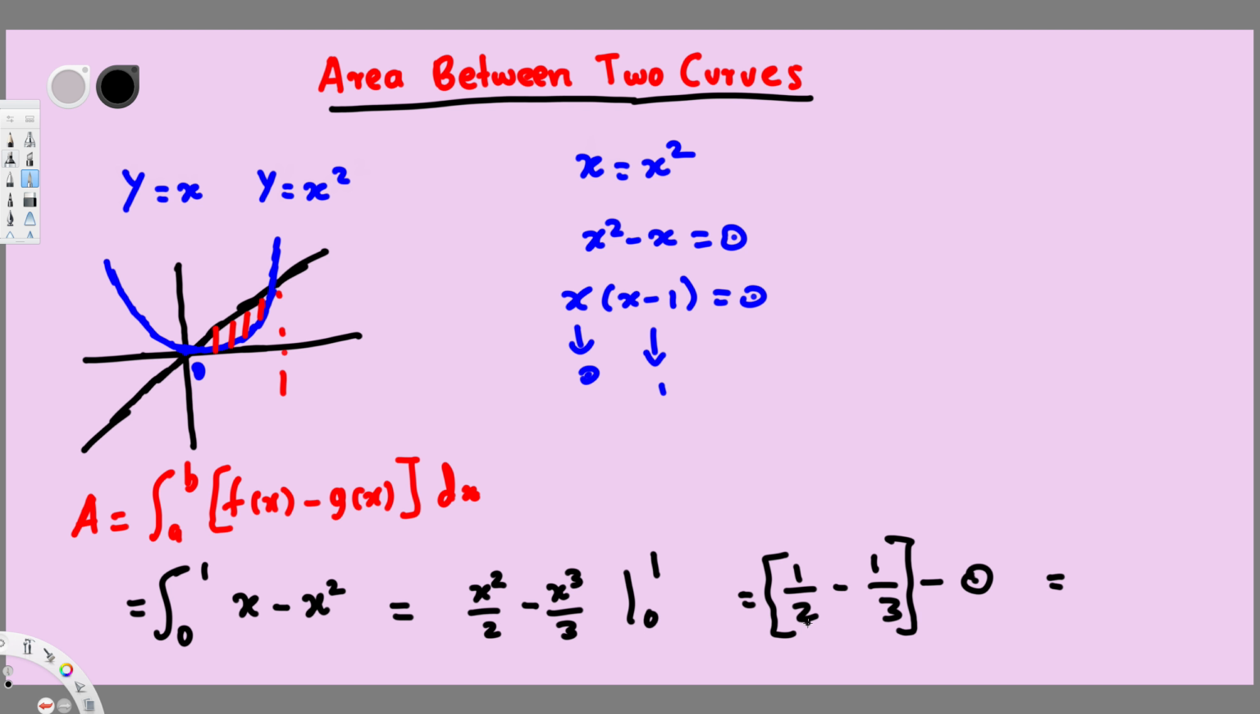And if you want to solve this, we have to take the common denominator. 2 times 3 is 6, so 6 is going to be the common denominator. If we take 6 as the common denominator, in this one we are going to have 3, and here we are going to have 2. 3 minus 2 is going to give us 1 over 6. And that's going to be the area of this shaded region.